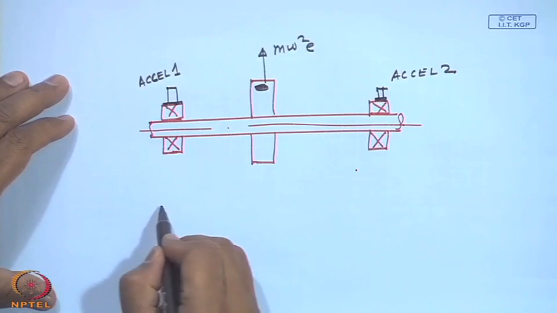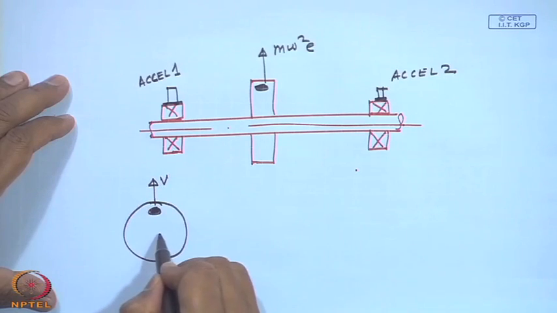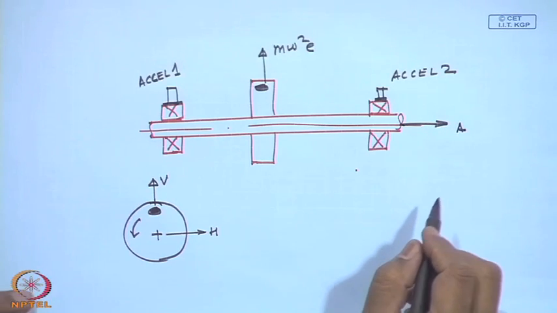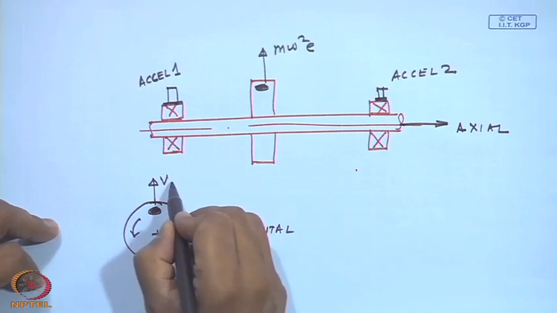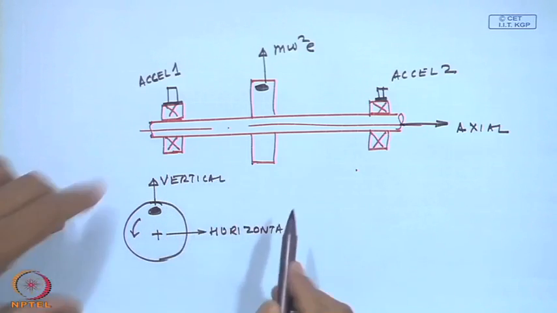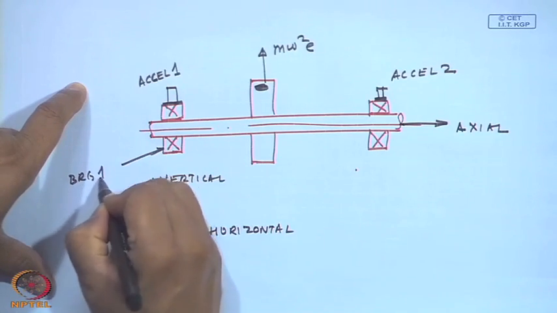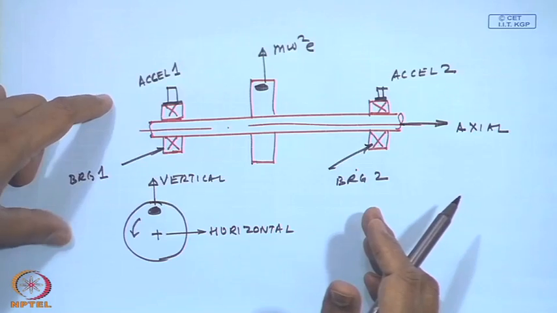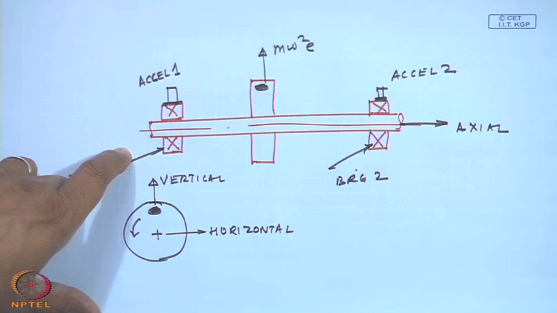Now, of course, if you look from the side, the rotor will look something like this. So, this is my vertical direction, this is my horizontal direction, and this is my axial direction. Okay. In this example, I am measuring the vibrations at two locations. This is bearing 1, bearing 2. Because I can obviously only put the accelerometers at fixed rigid locations, and these are necessarily bearing 1 and bearing 2. So, imagine what is going to happen because of this unbalance.